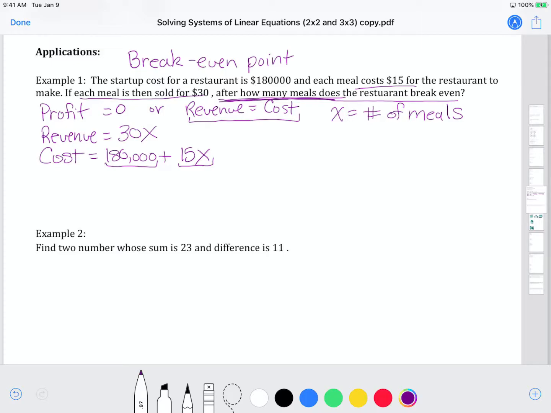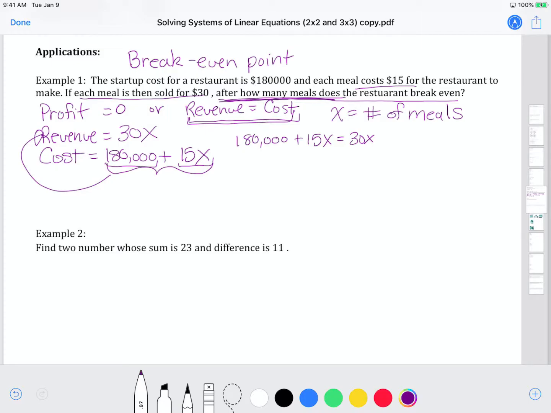Now we're going to use substitution to solve. So I'm going to take this whole thing here, because we're saying it's when the revenue is equal to the cost, and plug it into revenue. So I have 180,000 plus 15x is equal to 30x. Now I'm going to solve for x, which will tell me the number of meals I need to break even.